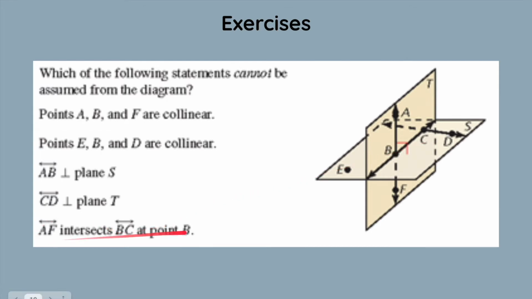Finally, line AF right here intersects line BC at point B. And yes, we can assume that because the intersection of 2 planes is always a line. In this case, it is line BC. There's another line running through point B, which means that they both intersect each other. In other words, they are sharing a common point.